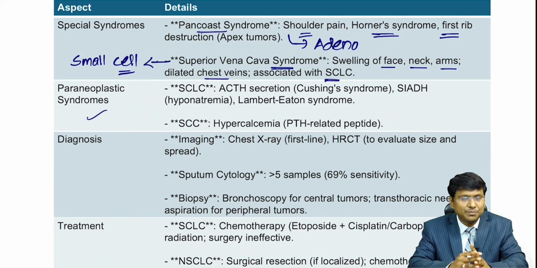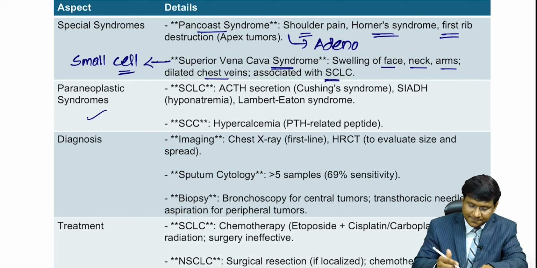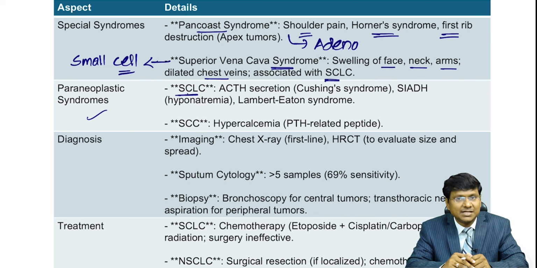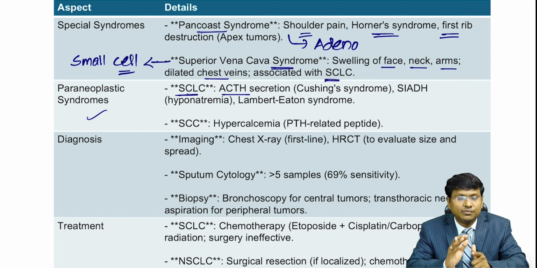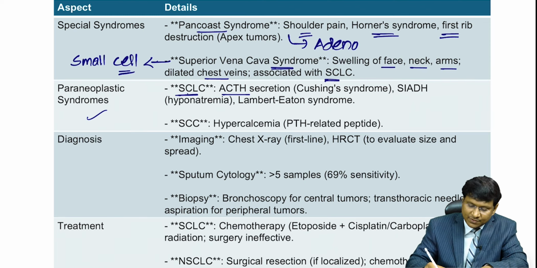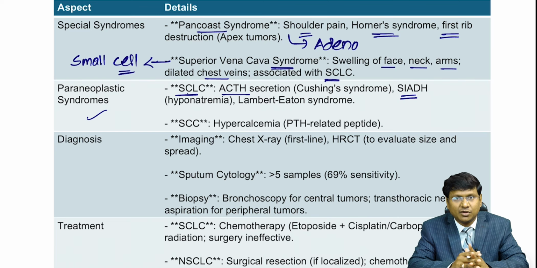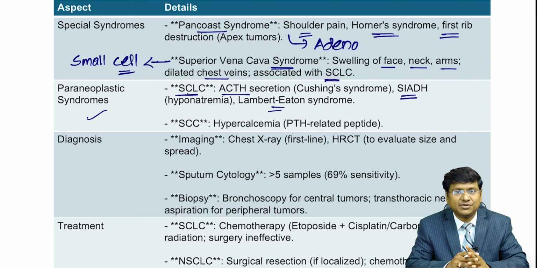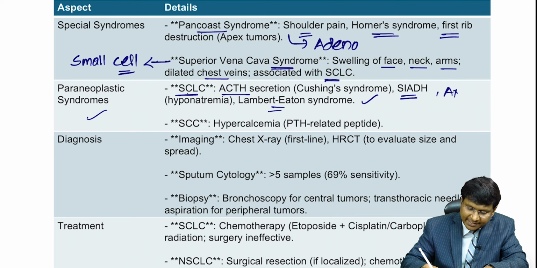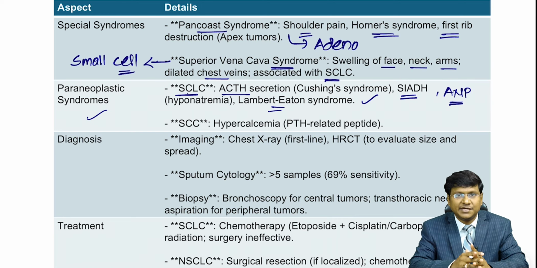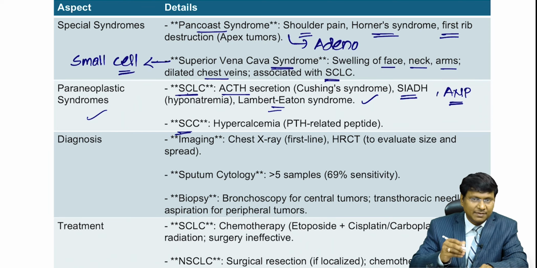And if you take the paraneoplastic syndromes associated with bronchogenic carcinoma, small cell lung cancer acts as an ectopic source for the production of ACTH, which will result in Cushing's. Small cell lung cancer can also act as a source for ADH, which will result in the syndrome of inappropriate antidiuretic hormone. And in small cell lung cancer, antibodies are formed against the calcium channels present on the presynaptic nerve terminals, and that will result in Lambert-Eaton myasthenic syndrome, right? Not only that, small cell lung cancer will also act as a source for the production of atrial natriuretic peptide.